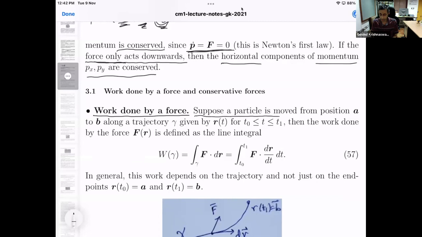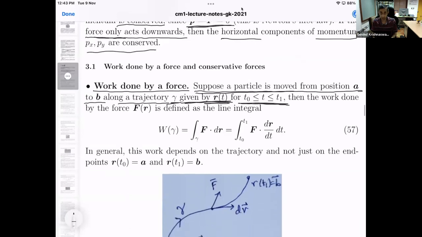Suppose a particle of mass m, actually the mass doesn't matter so much here, is moved from a position A to a position B along a trajectory. We'll call the trajectory gamma. It is some curve. Along that trajectory, the position vector of the particle r of t varies, of course, with time, and the time that has elapsed lies between t0 and t1. So this is what we will suppose. The picture should make it clear.